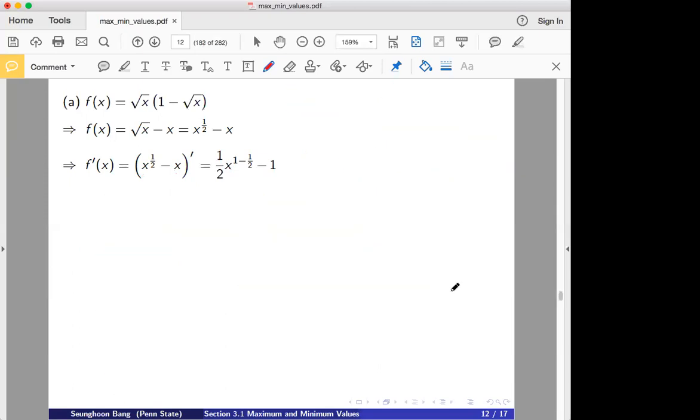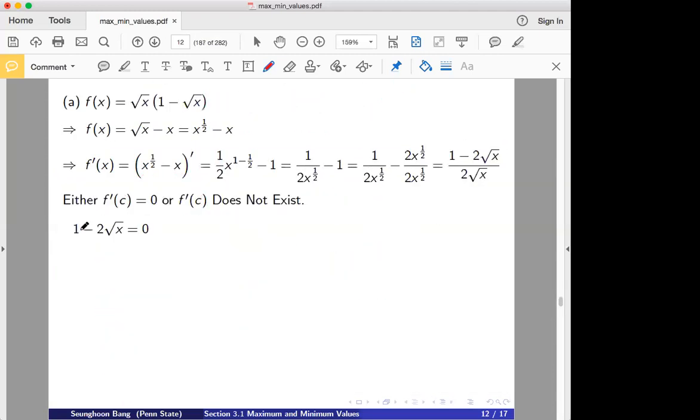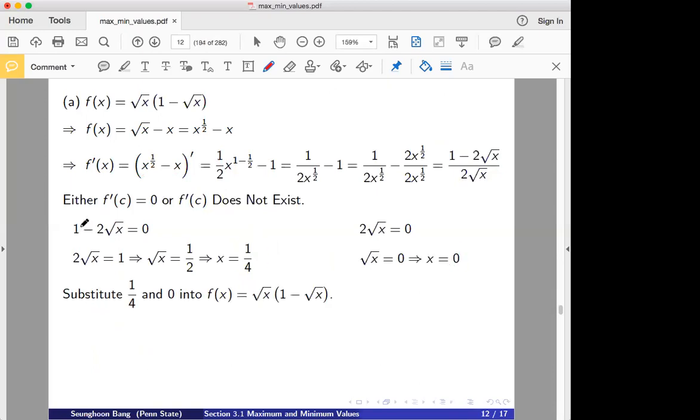Going back to the previous one, we calculate the second case. The last step is to check whether these numbers are in the domain or not. Substitute 1 over 4 and 0 into the original function. Don't calculate, only plug in. What's f of 1 over 4? The square root of 1 over 4, 1 minus the square root of 1 over 4. So it's well-defined. The 1 over 4 is in the domain.